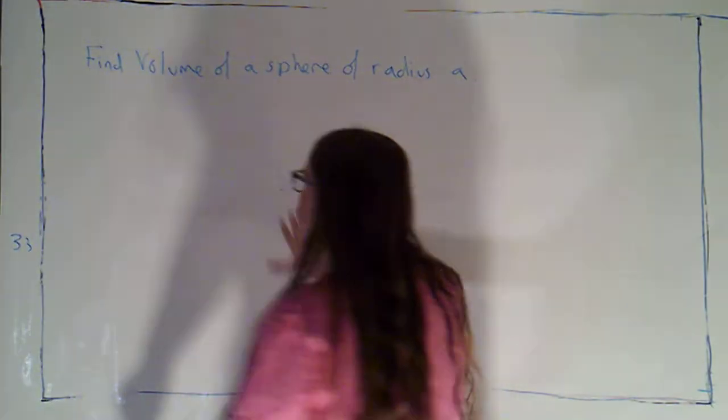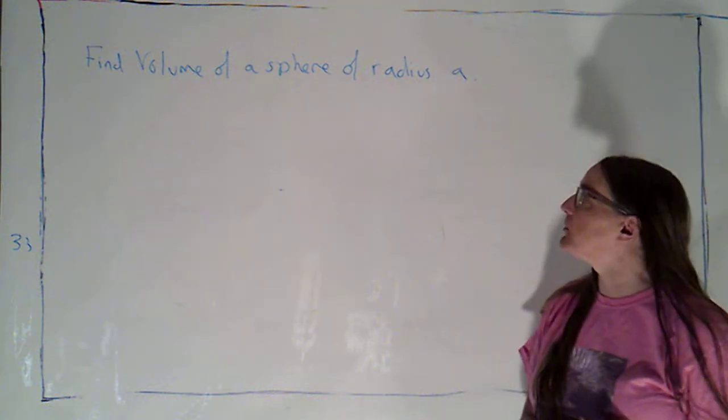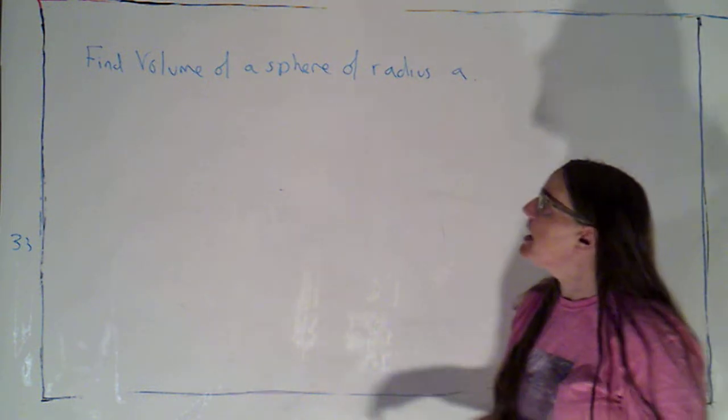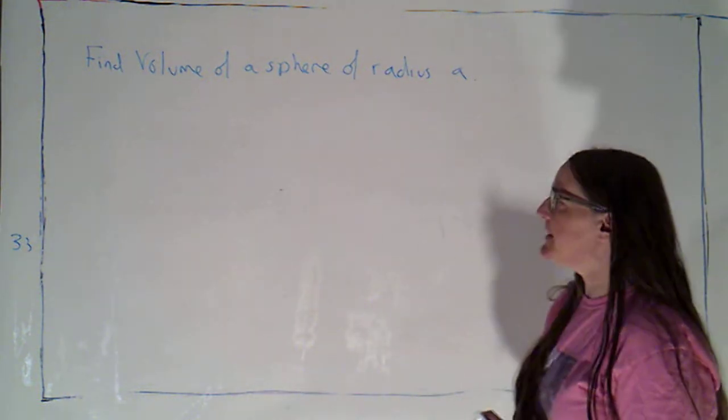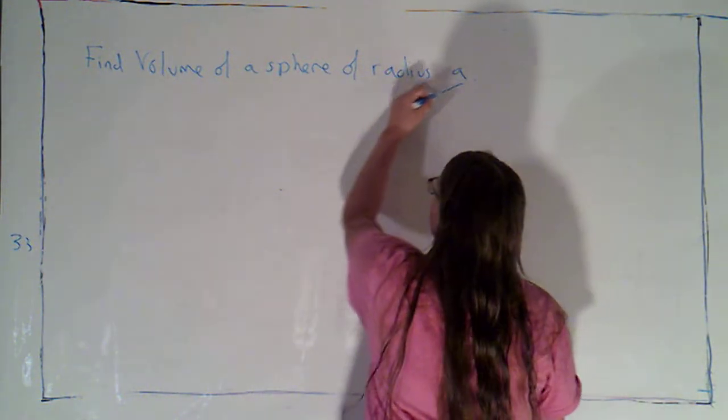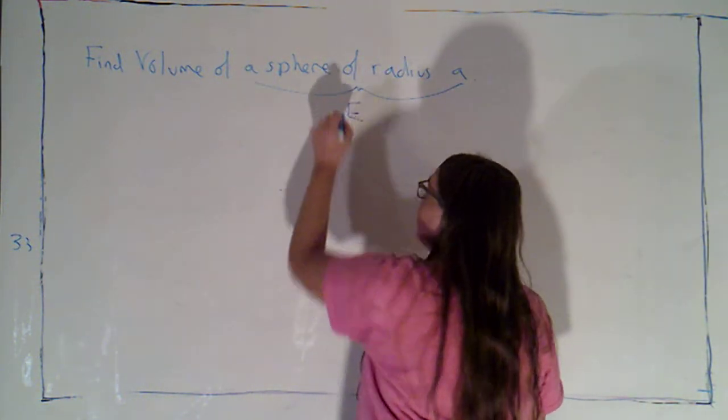Problem, I want to take a look at finding volume as a triple integral in cylindrical coordinates. So we're asked to find the volume of a sphere of radius a. I'm just going to call that my region E.